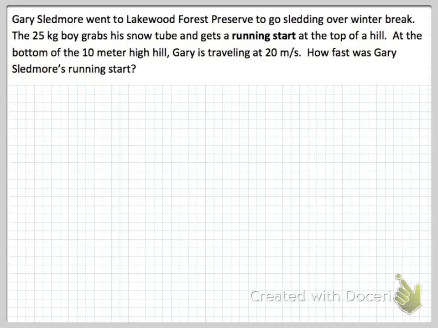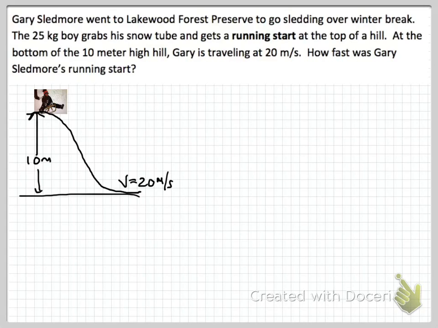The first thing I'm going to do is draw a picture and label the velocities and the heights that I have. So I've got Gary Sledmore in place. I labeled the hill as being 10 meters high. I've got a velocity at the bottom of 20 meters per second. Now it's important to note you're going from a high position to a ground position. We're looking at energy at the top turning into energy at the bottom, and this is conservation of energy. So I'm going to label out both potential and kinetic at the various locations.